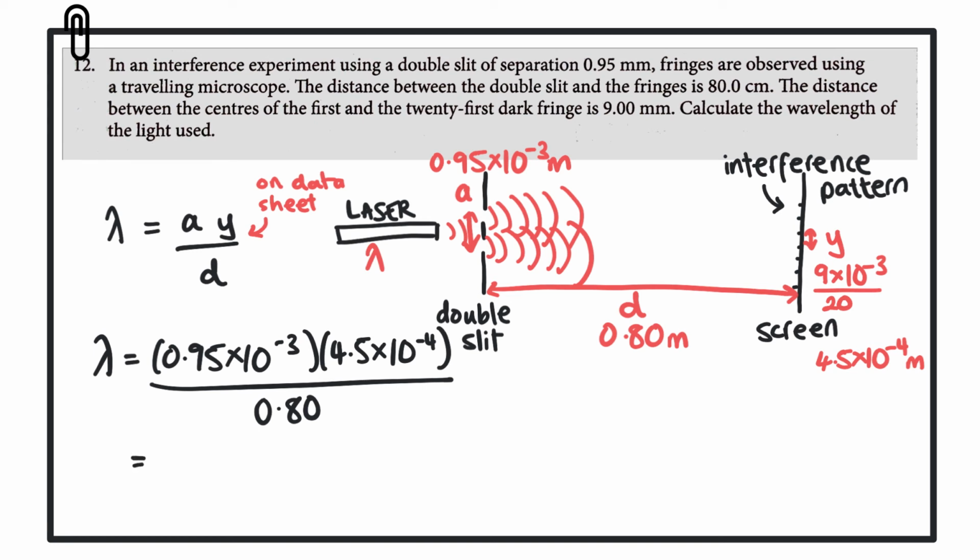So if we put that into a calculator, we get an answer of 5.34 by 10 to the minus 7 meters. Or it'd be common practice to convert that into nanometers, which would be 534 nanometers. And just as a common sense checker, that does make sense because this is a visible pattern, which means the wavelength must be within the range of visible light, which is between 400 and 700 nanometers.